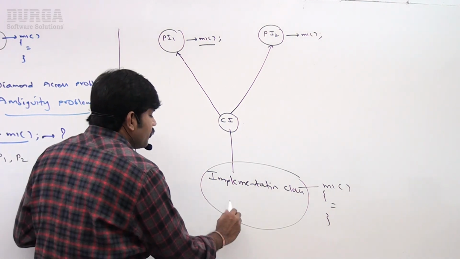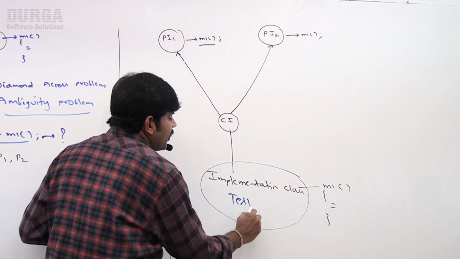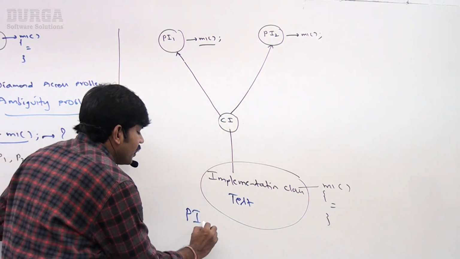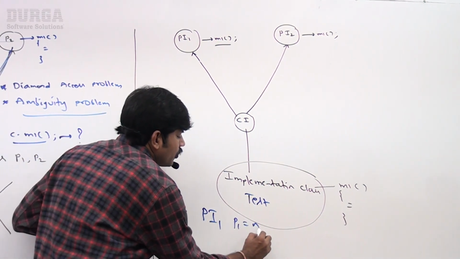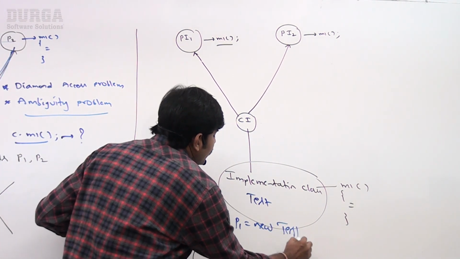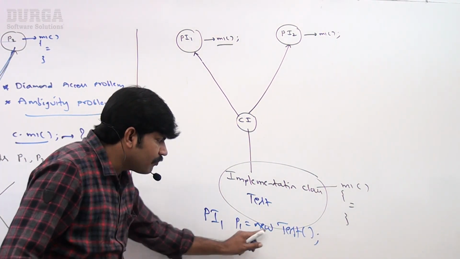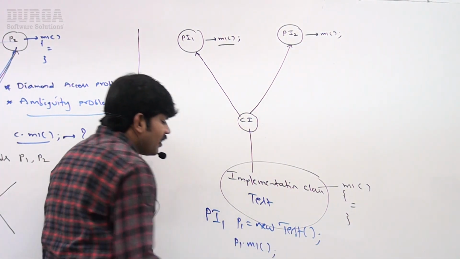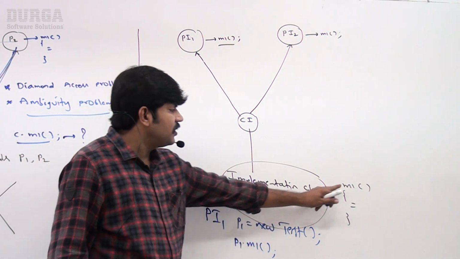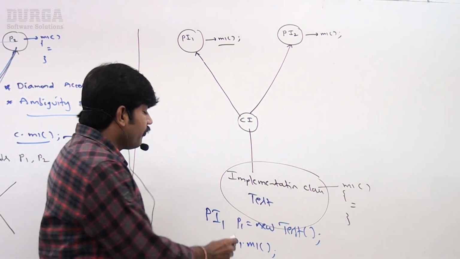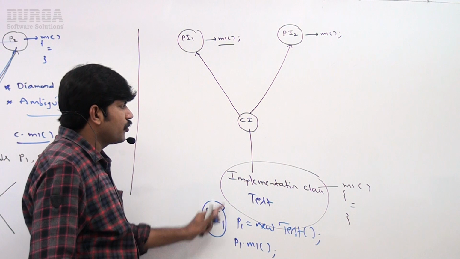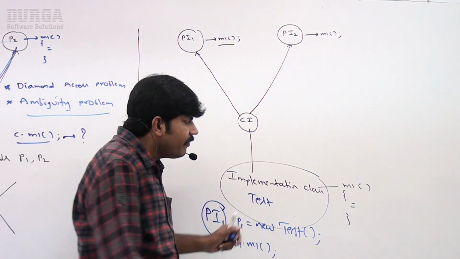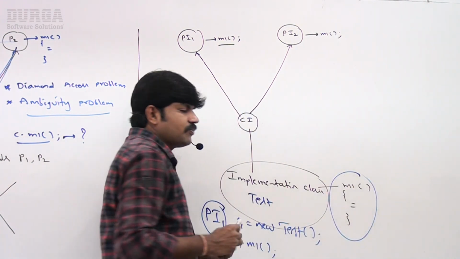Assume that the implementation class is the test class. Now, Parent1 P1 = new Test(). P1.M1(), which method is going to come? This implementation method only. Whether we are using the Parent1, Parent2 or child interface reference, any reference you can use, but always only this method will come.